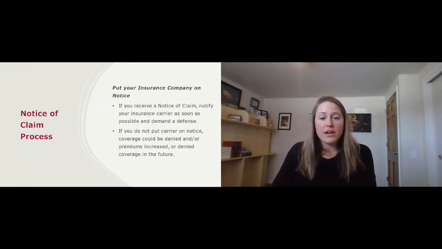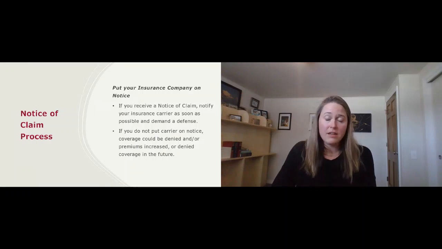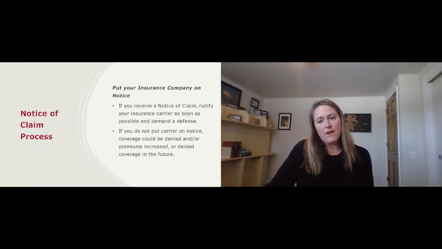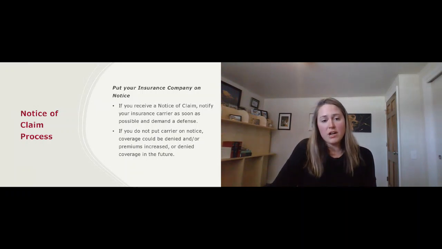If you don't put your carrier on notice, coverage could be denied, or your premiums increased in the future, or you could be denied future coverage entirely. That could force you to have to shop some of those second tier policies that don't really provide adequate coverage. So you really want to put your insurance carrier on notice.